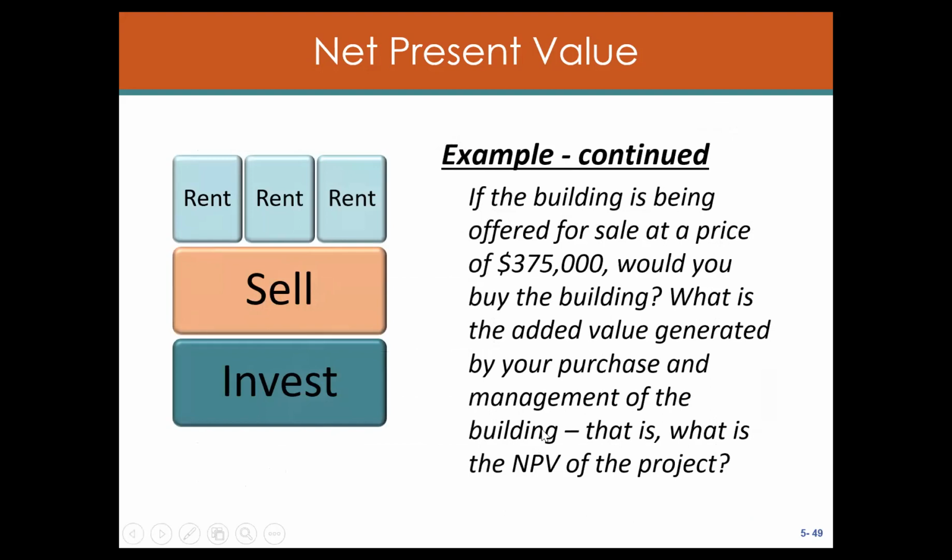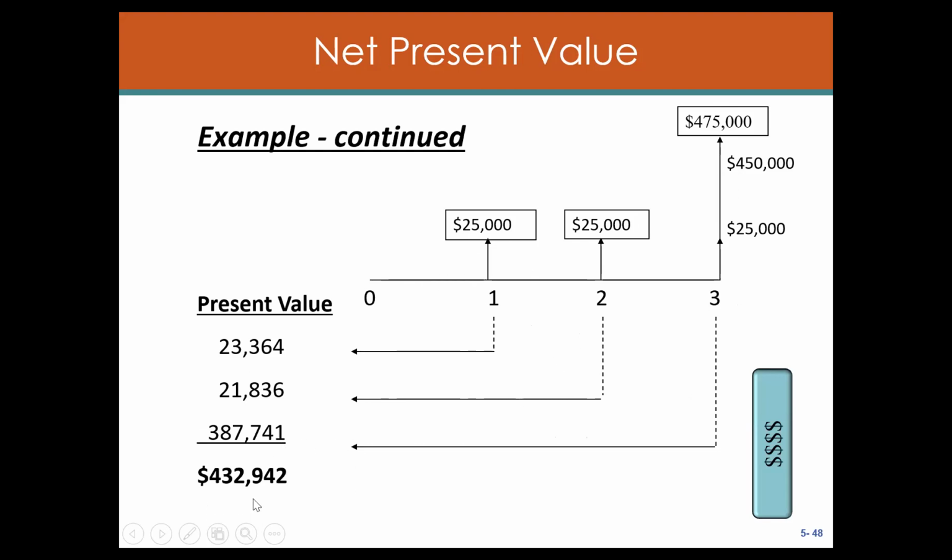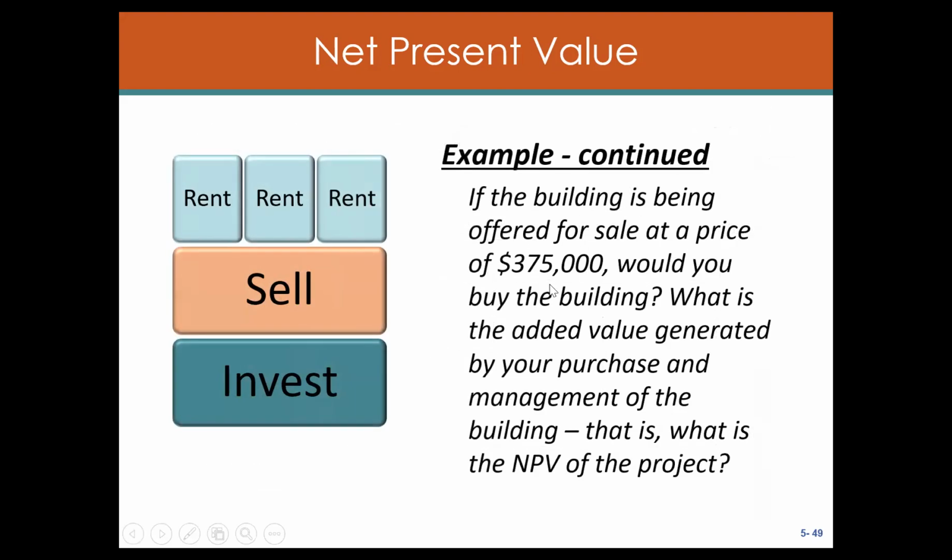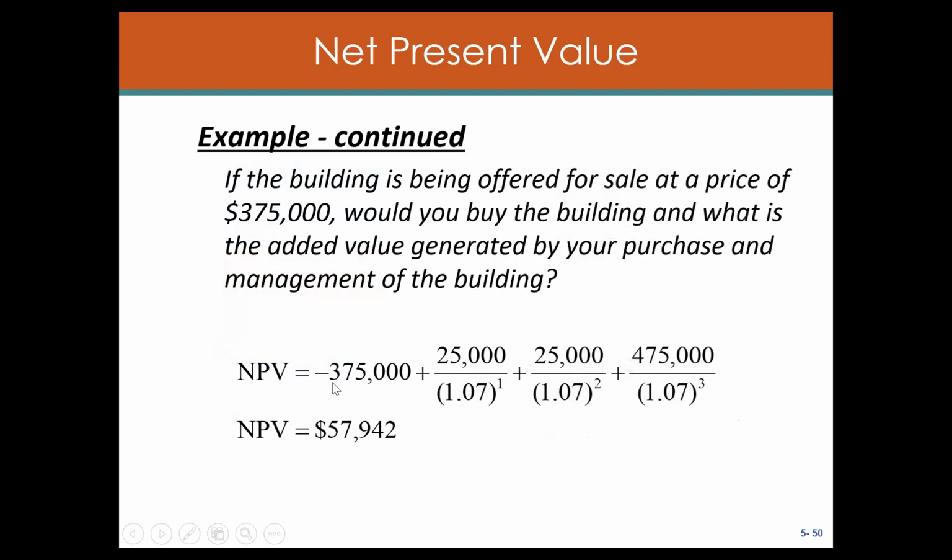And you can do that in Excel. So if the building is being offered for sale at a price of $375K, would you buy this building? Here, 432,942 is the present value of the cash flows. What is the added value generated by your purchase and management of the building? That is, what is the net present value of the project, right? Common sense. You're paying $375K just now. You're discounting the cash flows by 7% to the power 1, 2, 3. The net present value is $57,942.